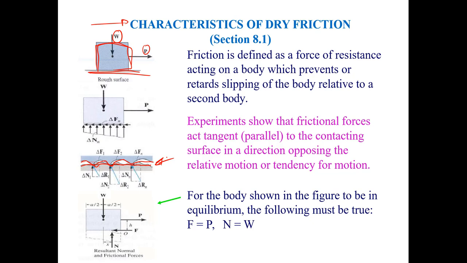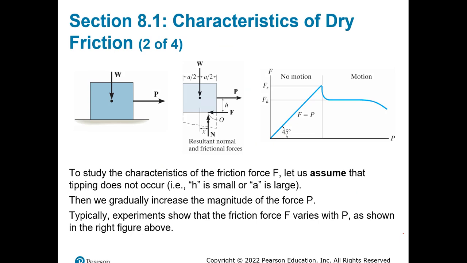So for the body shown in the picture to be in equilibrium, the friction force has to be equal to P, and the normal force is equal to the weight. It's what we've been discussing from day one, which is the sum of forces in the x direction equals 0, the sum of forces in the y direction equals 0, and also the sum of moments at a point in the object equals 0. So the three equations of equilibrium need to be satisfied in order for the object to be in equilibrium. This is pretty much the same thing that we've been talking about from day one.